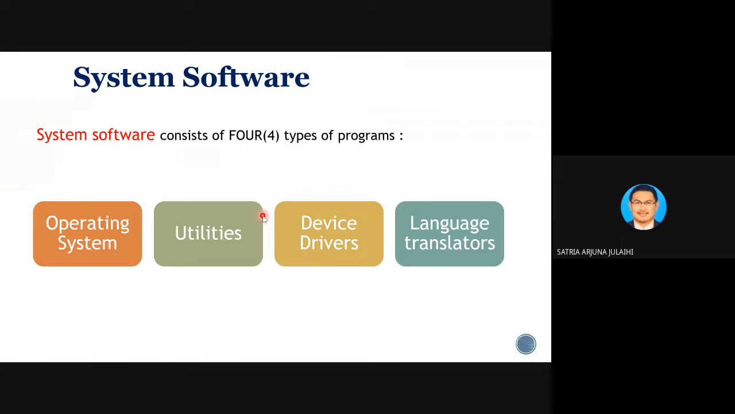Okay, so there are four types of system software: operating system, utility software, device driver, language translator. For operating system, can you tell me one example of an operating system? You can either tell me or type it. Give me one example of an operating system.